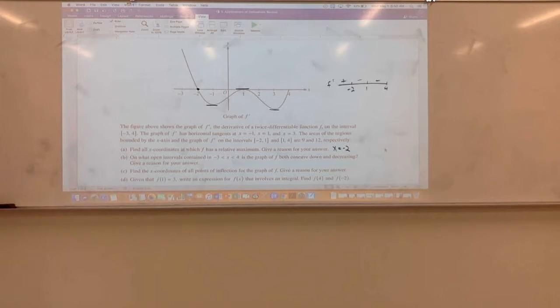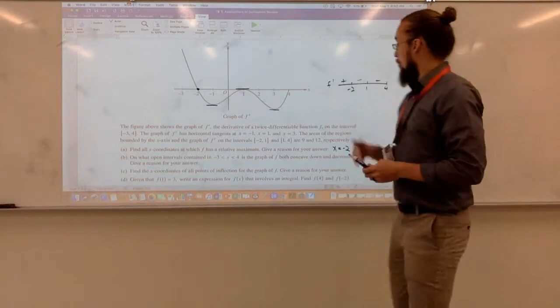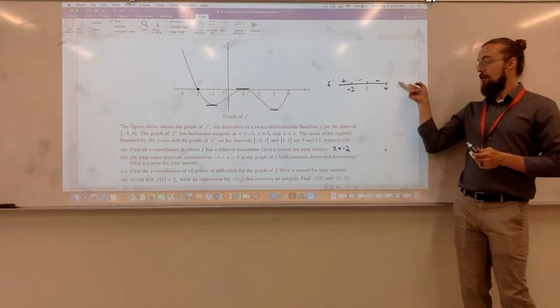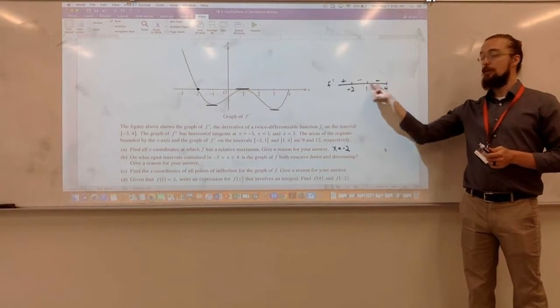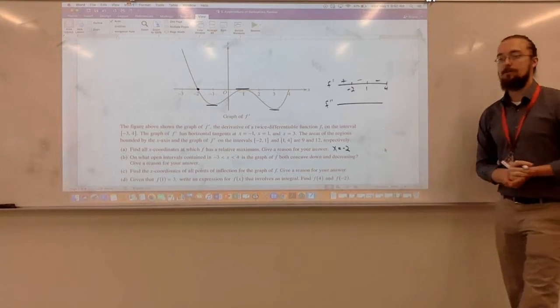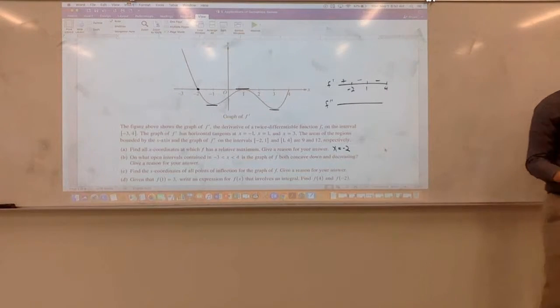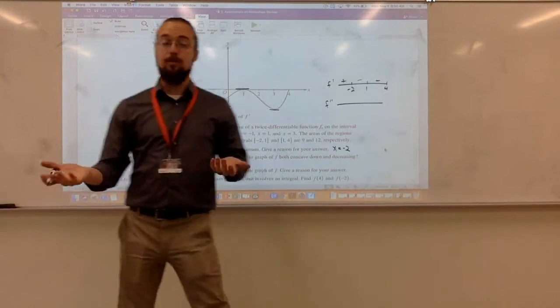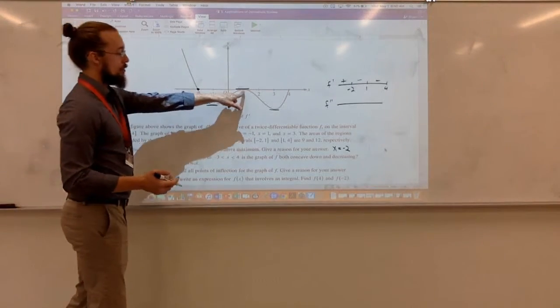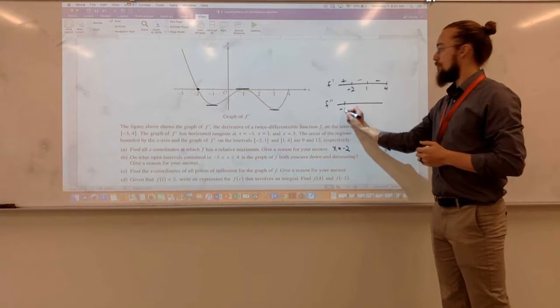Part B then says, where is the original function both concave down and decreasing? Well, we already found where it's decreasing, right? From our first derivative sign chart, it's decreasing here and here. But to figure out concavity, we need a second derivative sign chart. So, if I have the graph of the first derivative, how can I figure out where the second derivative is equal to 0? Right, where it changes slope, or where the slope is equal to 0, which would be at -1, 1, and 3. So those would be the zeros for my second derivative.